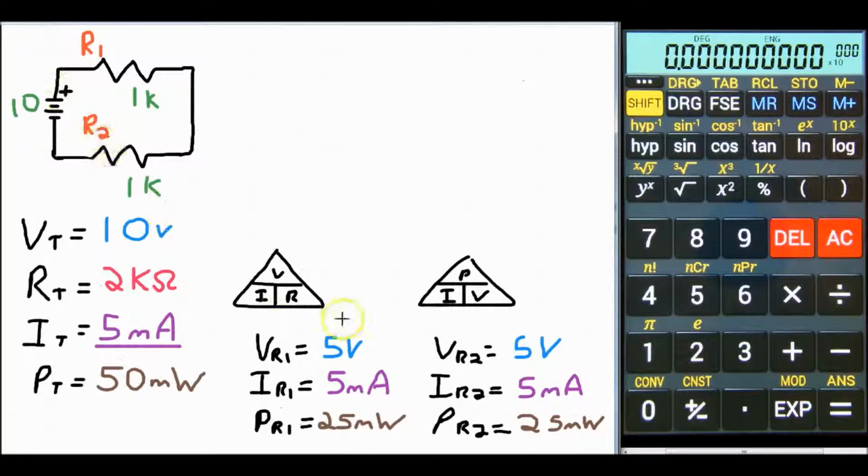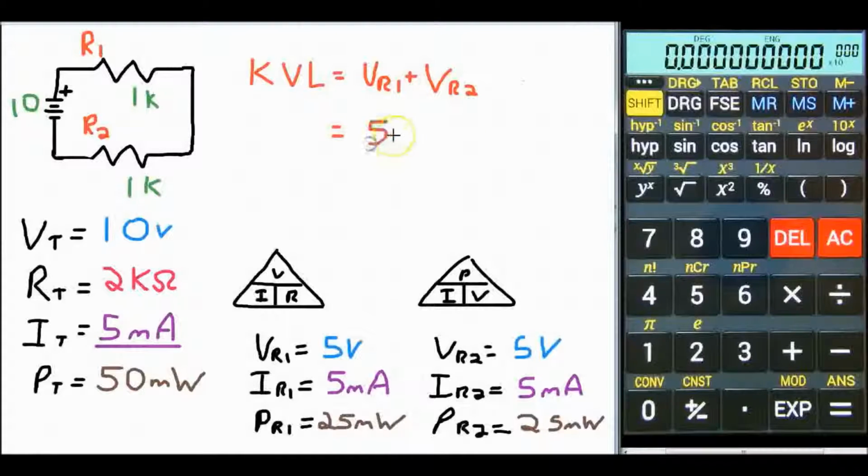As we look at the individual values of the resistors, we see that they're identical, and that's because both resistors have the identical values. To finish this up, we have one more law to look at, and that is Kirchhoff's voltage law. His law states that the sum of the voltage drops on all the resistors must equal the source voltage. So if we take VR1 plus VR2, we better get our source voltage.